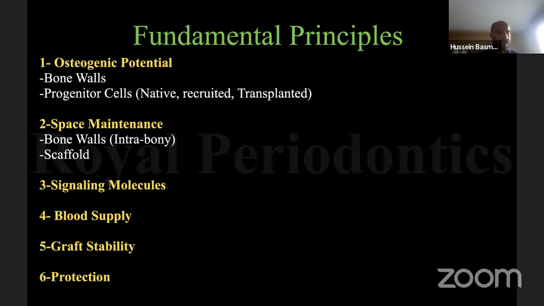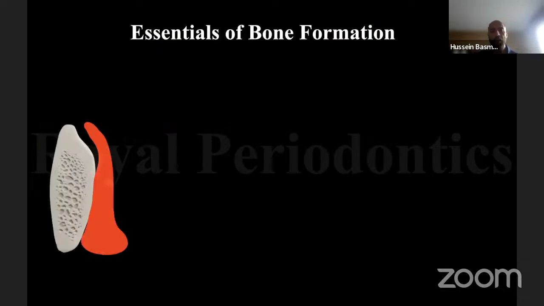To summarize, it's the cells, the scaffold, and the signaling molecules that are going to target those cells to differentiate into bone forming cells. And then with the help of the blood supply, immobilizing the graft, and having primary closure, that's going to lead to a very successful outcome. But this is actually a small summary.